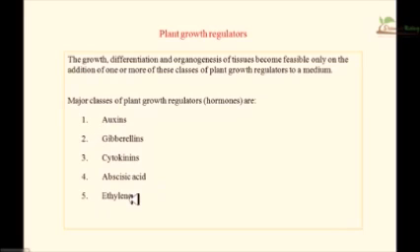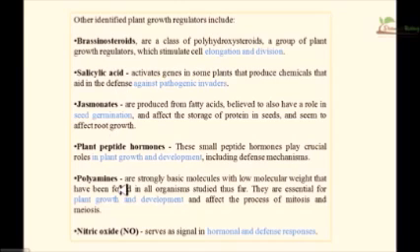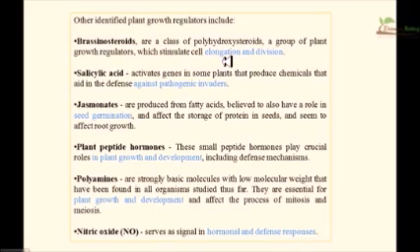these five hormones are the most important plant growth regulators of plants, and all of these others which we are going to talk about are not that important. They can be found in some typical species of plants, not the others. Okay, so brassinosteroids are a class of polyhydroxysteroids. It's a group of plant growth regulators. It will stimulate cell elongation and cell division.